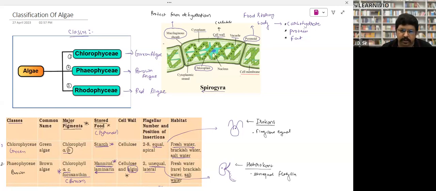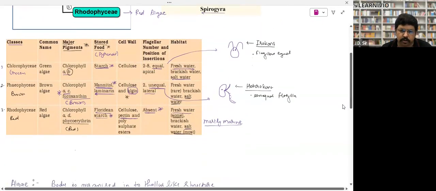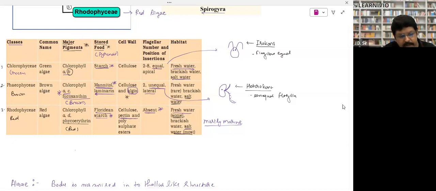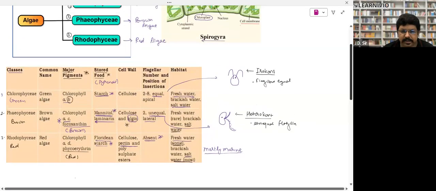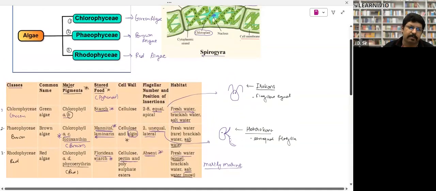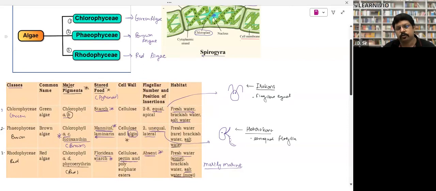So what is the question for you? This table is the question for you, right? This is very important. Look, which is the most advanced algae out of all these three algae? Like, we have three kinds of algae: Chlorophyceae, Rhodophyceae, and Phaeophyceae. So, we have classified algae into three classes. Chlorophyceae means green algae, Phaeophyceae means brown algae, and Rhodophyceae means red algae.